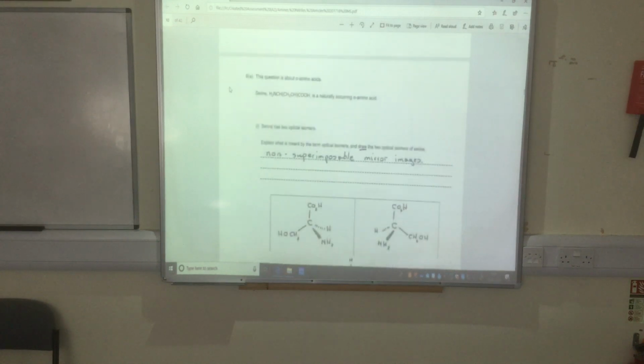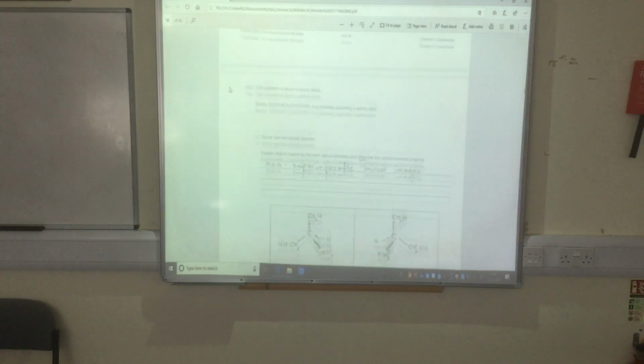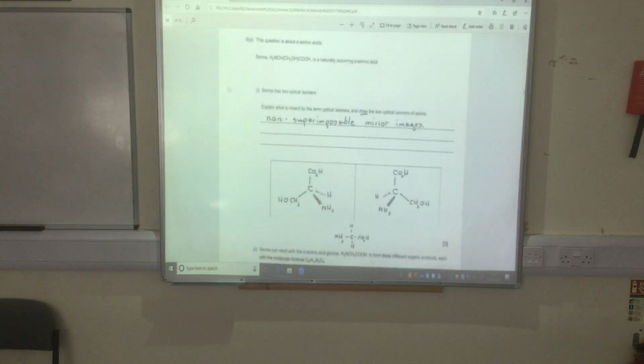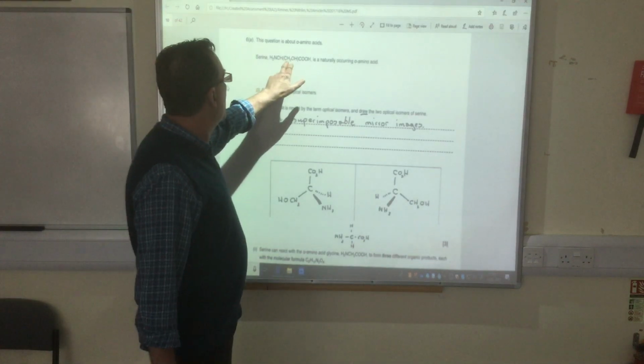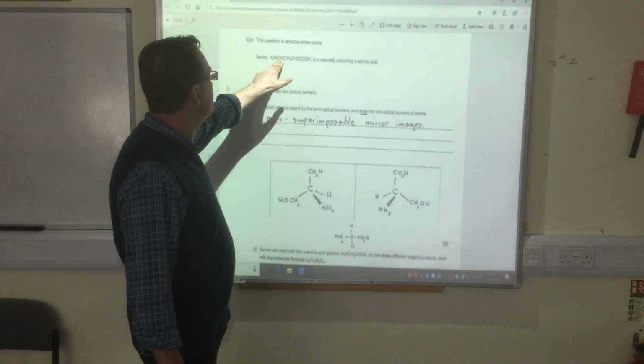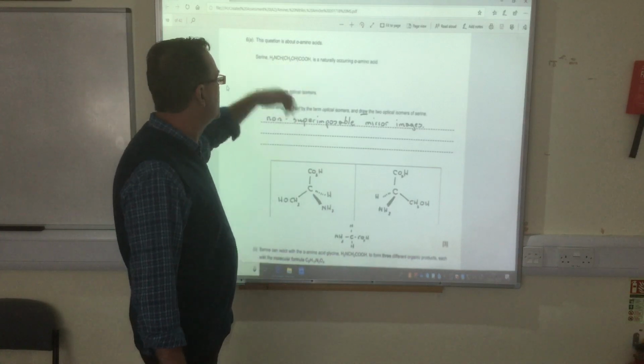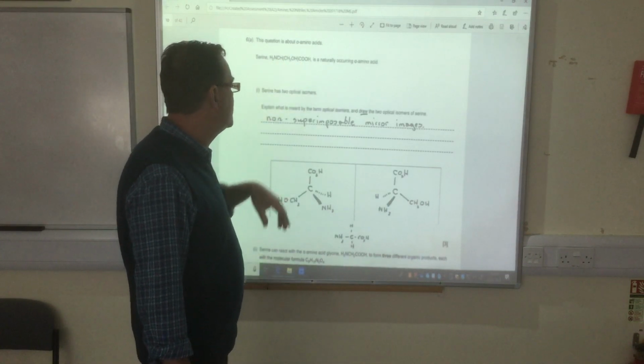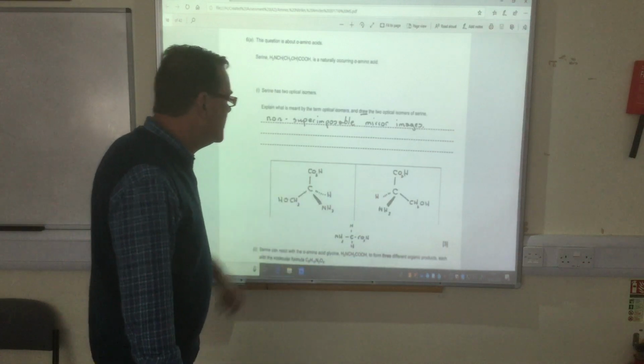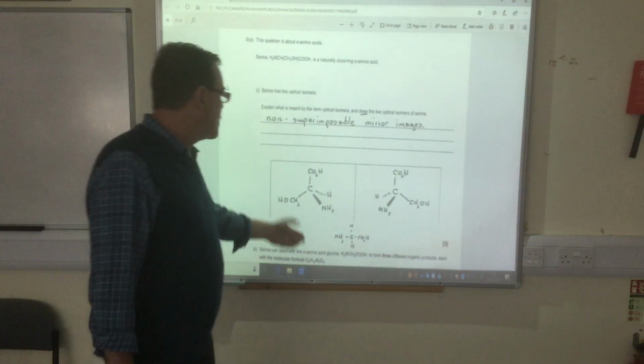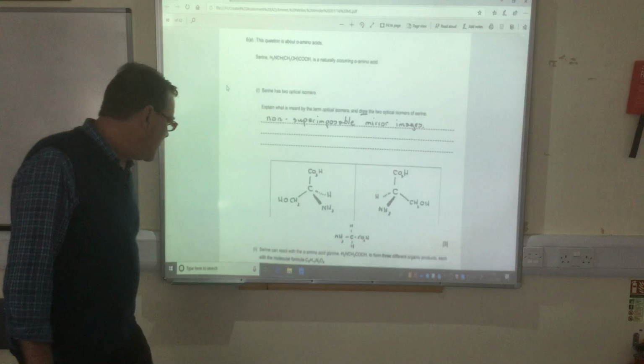Next. Alpha amino acids. I'm not interested in this. Your job is to draw it out. That's the R group there, isn't it? NH2CH. Yeah, there's the R group. It's bracketed, non-superimposable mirror images. Draw them out. I don't see an issue with that. Job's a good one. Okay.